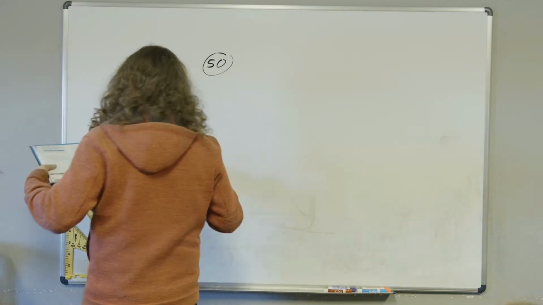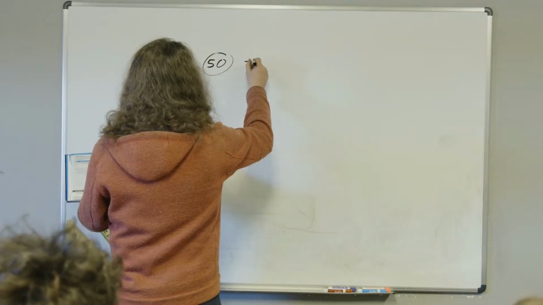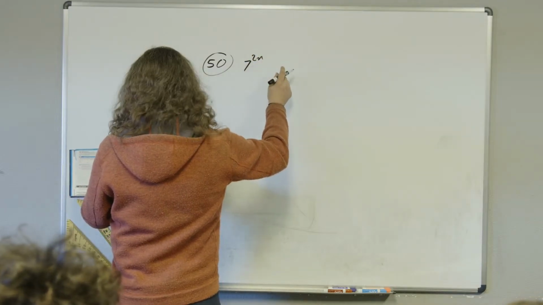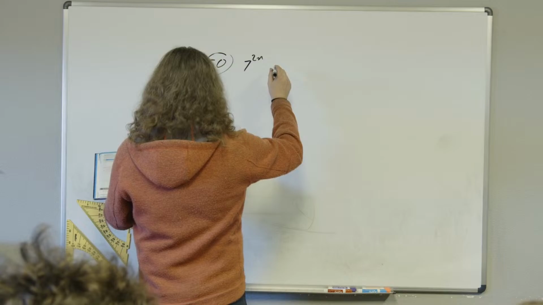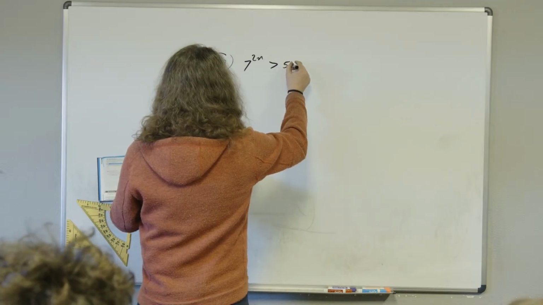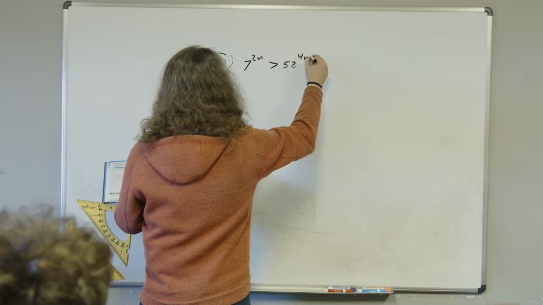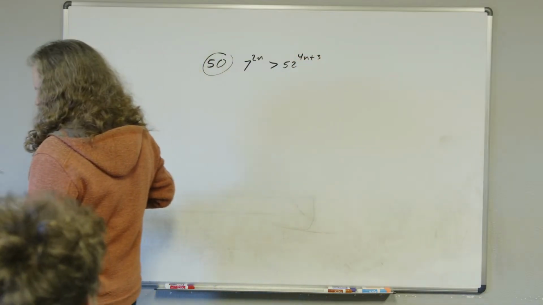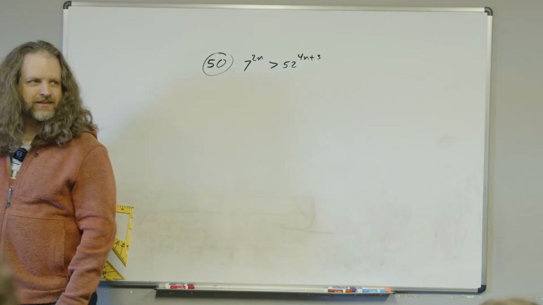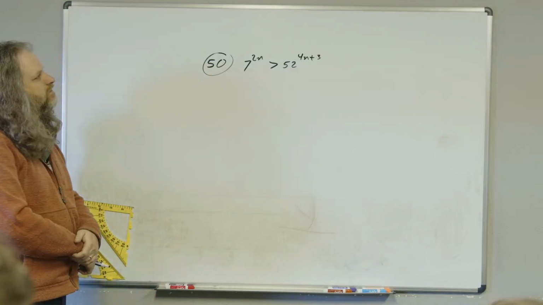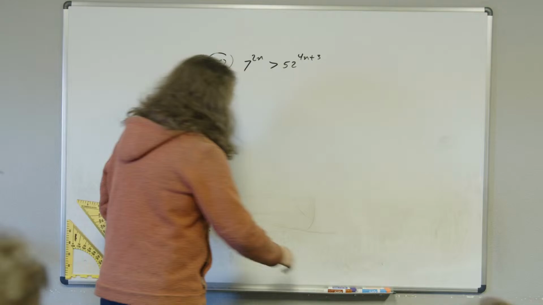7 to the 2n is greater than 52 to the 4n plus 3. What tool from our tool belt might we use? Log both sides. Log both sides. I love it.